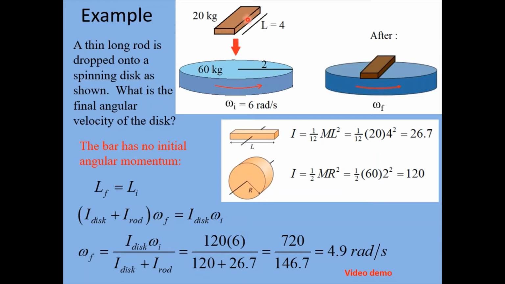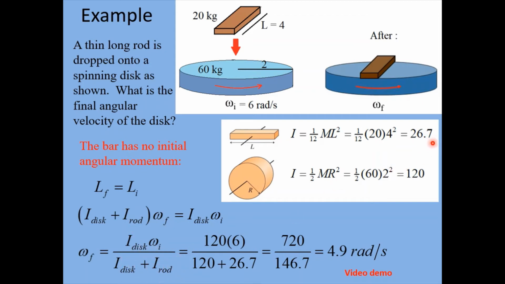I'm sorry, for this rod here, it's not turning. So the only thing that has angular momentum is the turning disc here. So that's why we have I of the disc times omega I, which is its initial angular velocity, which is given. So we can solve now for omega final by dividing by the total rotational inertia here, and we get this expression here. And then we can fill in all our numbers.